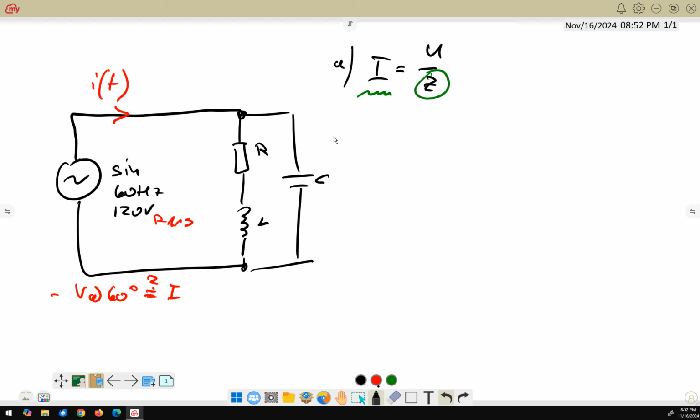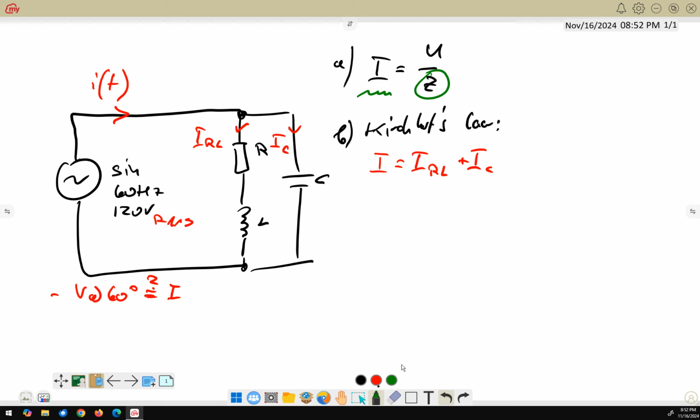The other option is Kirchhoff's law, which says that the entire current is actually the sum of all currents in the circuit. We have here this current going through the series resistance of the resistor and the inductivity, and here the current going through the capacitor.